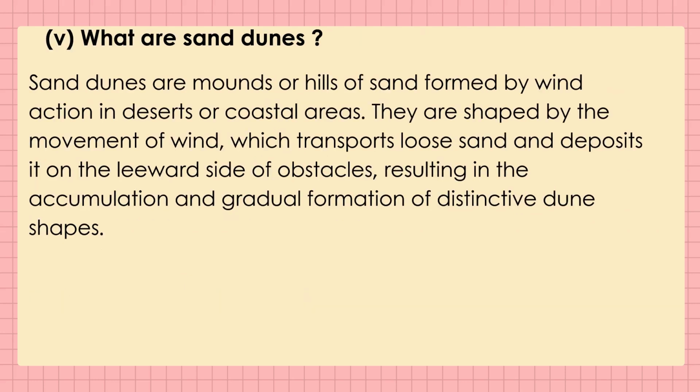What are sand dunes? Sand dunes are mounds or hills of sand formed by wind action in deserts or coastal areas. They are shaped by the movement of wind, which transports loose sand and deposits it on the leeward side of obstacles, resulting in the accumulation of sand and gradual formation of distinctive dune shapes.